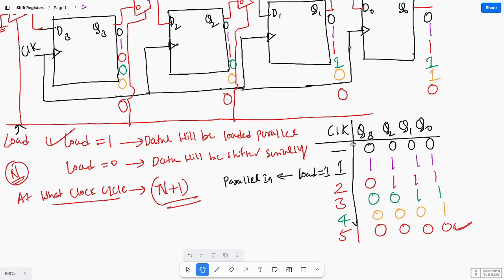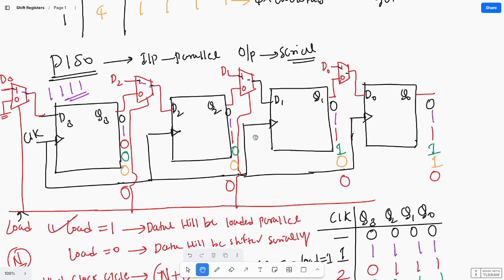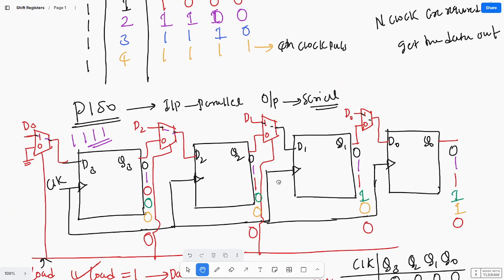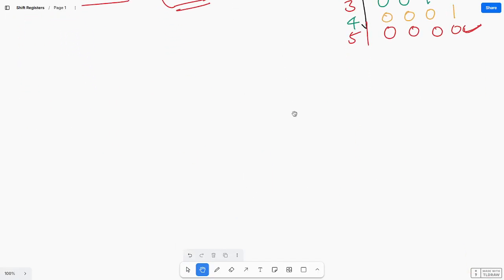So from this only I am going to find out the clock cycles for a general n-bit shift register. Here you are taking four flip-flops, which means 5 clock cycles. For an n-bit shift register you will get n plus 1. Is it fine? Okay, next you see.